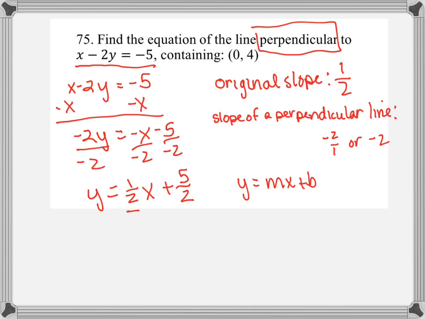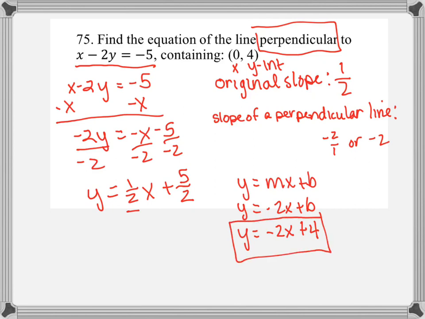So again, starting with y equals mx plus b, we'll put negative 2 in for m, y equals negative 2x plus b. And we've got our point (0, 4). We've got an x value, a y value, but you hopefully can recognize that this is actually the y-intercept. So 4 is the y-intercept. 4 is our b. So we could go directly to just writing our equation. Y equals negative 2x plus 4. And that's my equation of my perpendicular line.